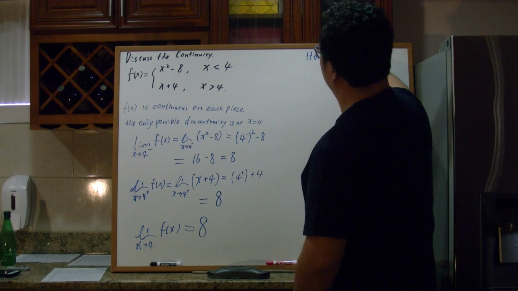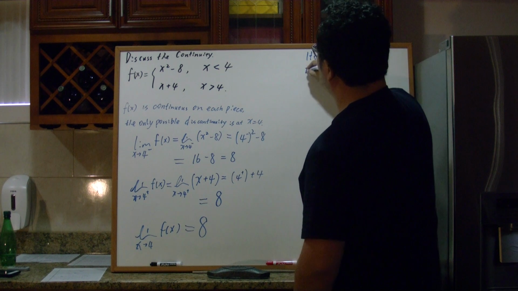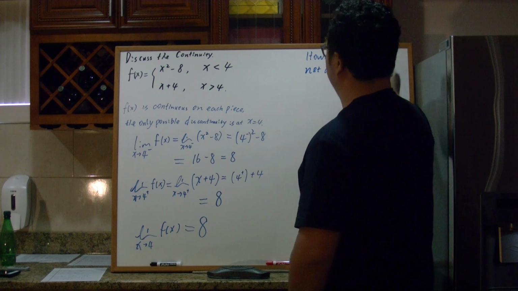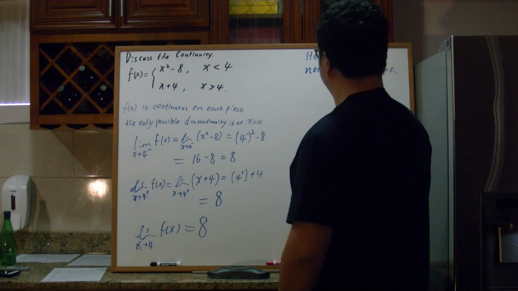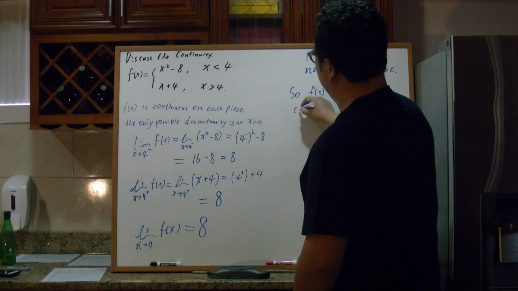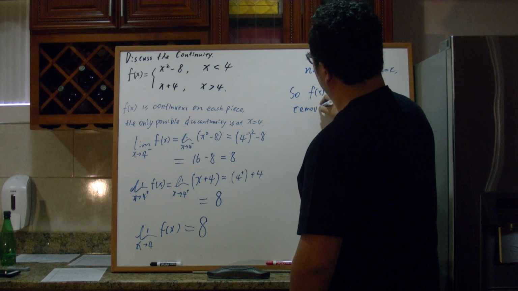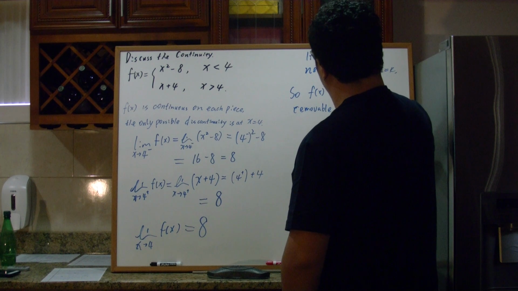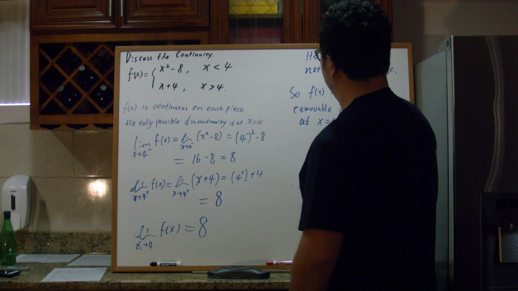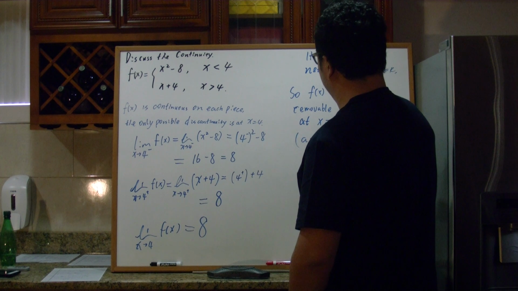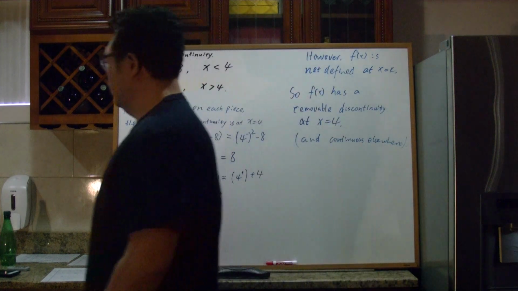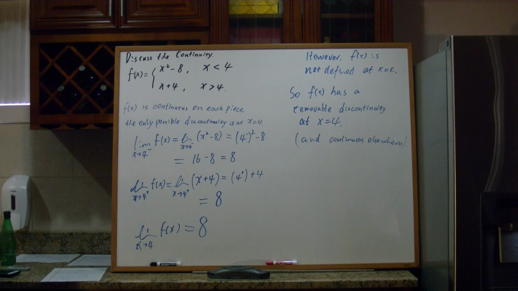But f of x is not defined at 4. You could say it's undefined or not defined, that doesn't matter. So f of x has a removable discontinuity at x equals 4, and is continuous elsewhere.